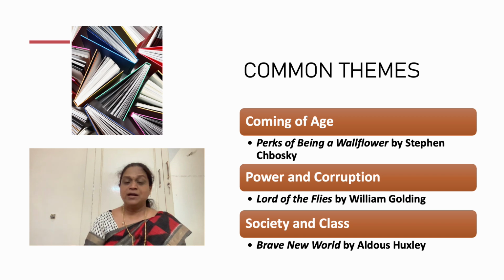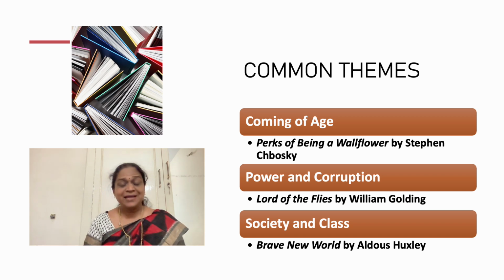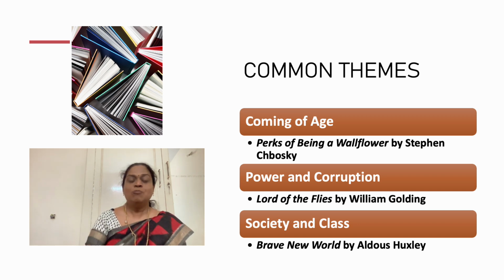Then the next theme is identity and self-discovery, as you find in Toni Morrison's Beloved, good versus evil in The Picture of Dorian Gray by Oscar Wilde, and then coming of age theme in Stephen Chbosky's The Perks of Being a Wallflower, power and corruption in Golding's Lord of the Flies. Society: we know that literature is a mirror of the society. So in most of the novels you'll find society and other social issues mirrored, but very particularly you'll find society and class in certain categories of novels, such as Huxley's Brave New World.